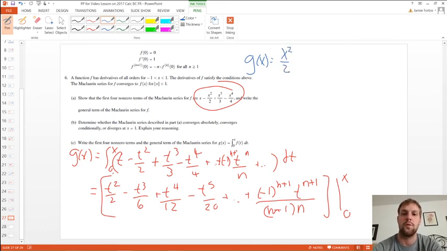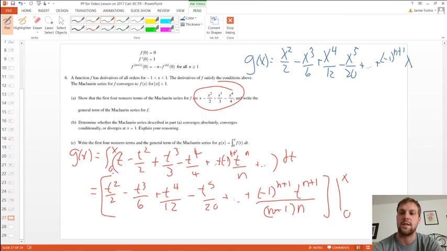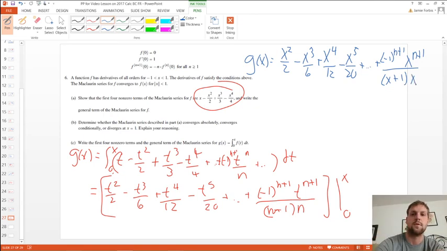x squared over 2 minus x cubed over 6 plus x to the 4th over 12 minus x to the 5th over 20 plus ... plus negative 1 to the n plus 1 x to the n plus 1 all over (n plus 1) times n. Okay? And that's our final answer.